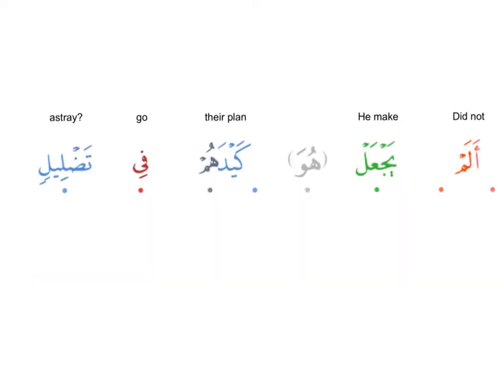All right, now we are at verse number 2. Okay, alam yaj'al kaidahum fi tadlil. Did he not make their plan go astray? Okay, that's basically the meaning. Now, as usual, it's an interrogative noun. It's like the same one we saw in ara'ayta alladhi yukadhibu bid-din, alam tara kayfa.